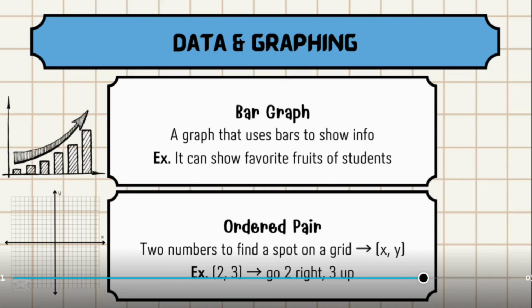And lastly, we've got the ordered pair. This is a pair of numbers written like x and y, and it helps you find a point on a grid. For example, (2, 3) means you move 2 spaces to the right, x, and 3 spaces up, y. It's like giving directions to a treasure spot on a map.